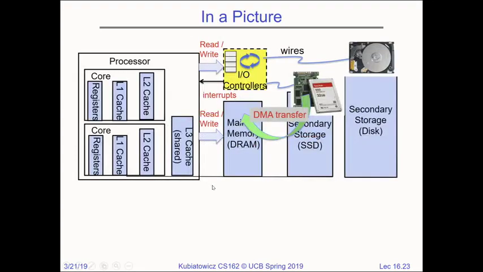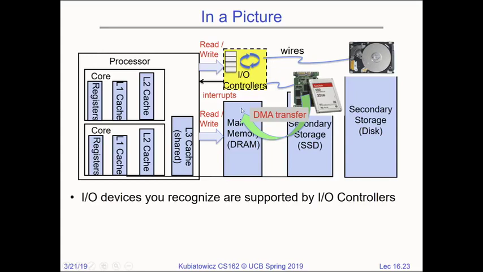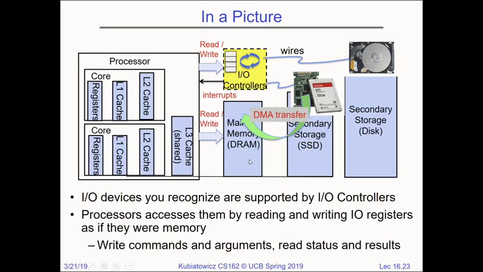So in a picture, we've got processors that would have their L1 and L2 caches. We've got a bunch of L3 caches that are shared. And then we've got the ability to read and write DRAM, storage devices, disks, read and write I/O controllers, all of this stuff. And everything that you're used to using that isn't a CPU is an I/O device with some I/O controller controlling it. And processors access the I/O controllers by reading and writing I/O registers as if they were memory.